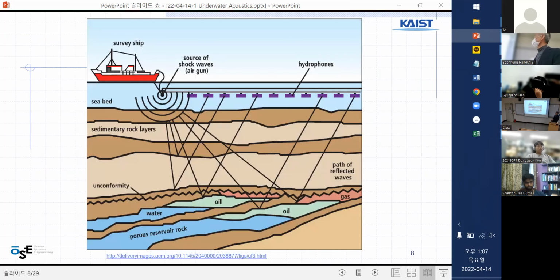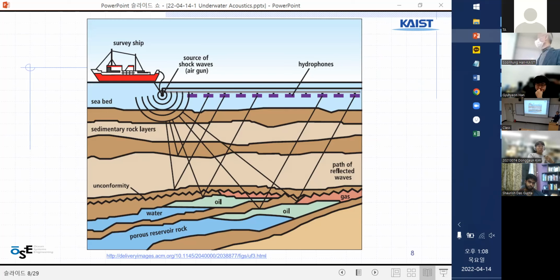So this one is a survey ship, and then they send a shock wave using an air gun. Bang, bang, right? And the sound goes down and reflects. So there is a series of receivers called hydrophones. And this is the seabed. The soil starts here. The sound probably reflects mostly from here, but some of it goes down and reflects differently. Right? So this one can be a very vague, low-level reflection.